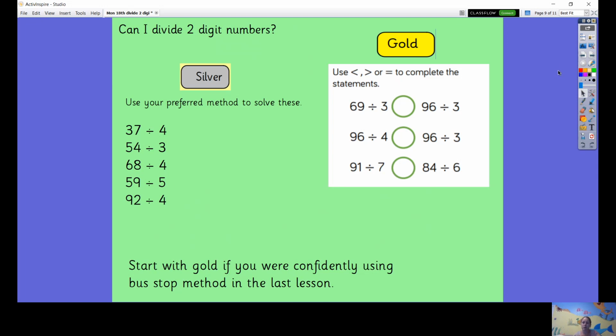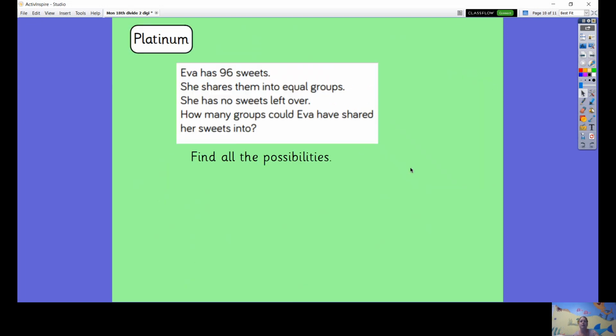Okay, and you are the people who weren't so keen to turn off your lesson. You thought, I'll just have a little look at what platinum is as well. So here's platinum for today. Eva has 96 sweets. She shares them into equal groups. She has no sweets left over. How many groups could Eva have shared her sweets into? Find all the possibilities. Okay, so there's more than one way that you can do this.